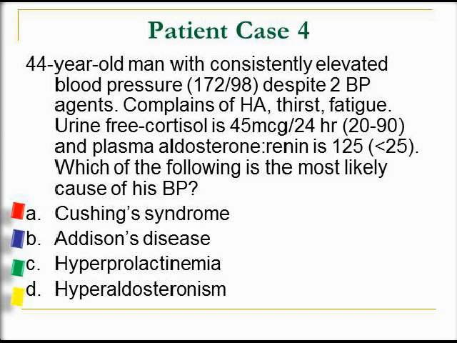Okay, so in patient case 4, if this was due to Cushing's, their free cortisol level would be elevated. In this case, it's perfectly normal. In this case, it's an elevated aldosterone to renin ratio, and this patient would be D, hyperaldosteronism, which most of you have already picked. All right, that's all about adrenals. Moving right along.